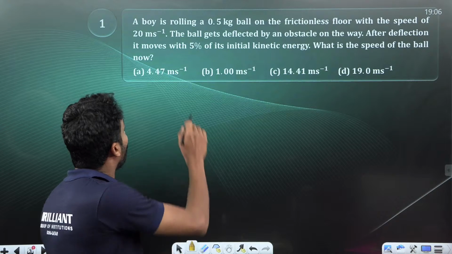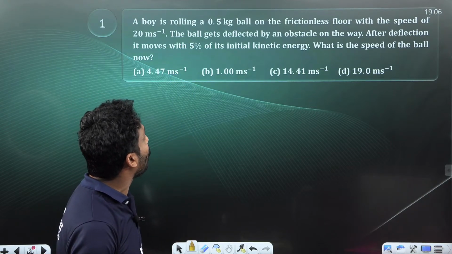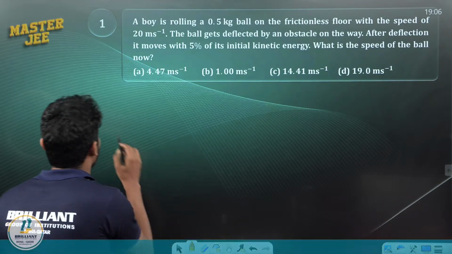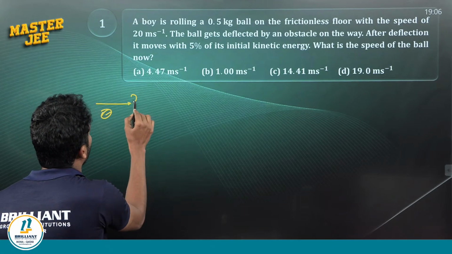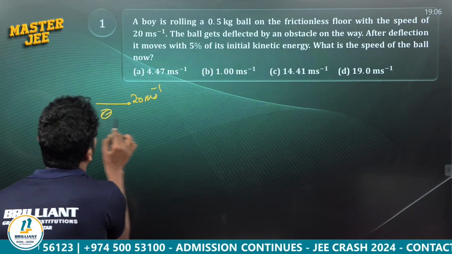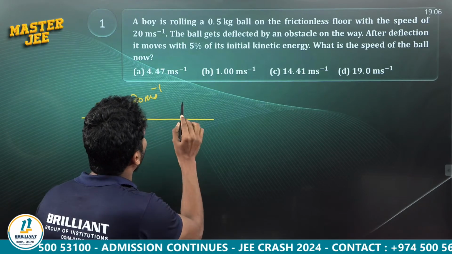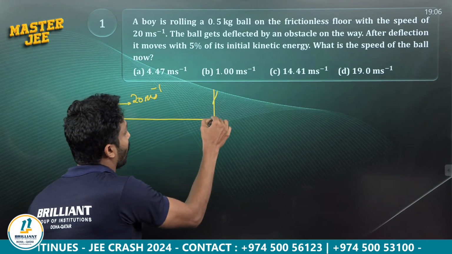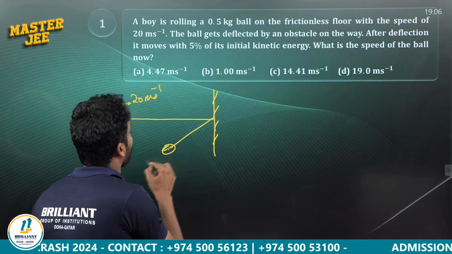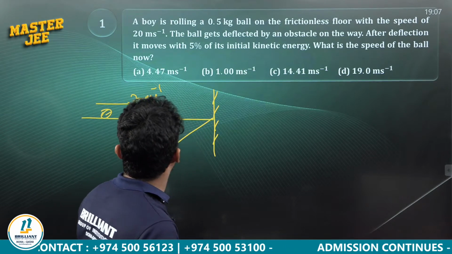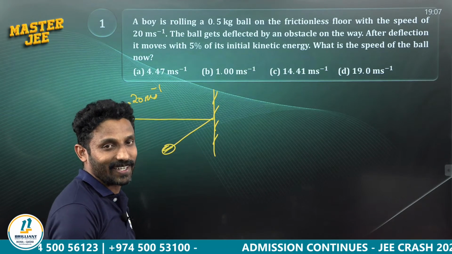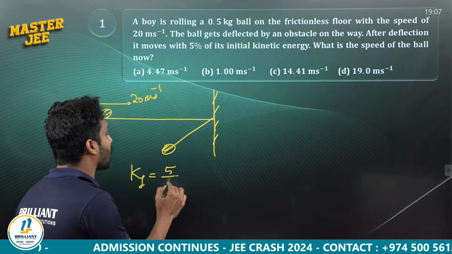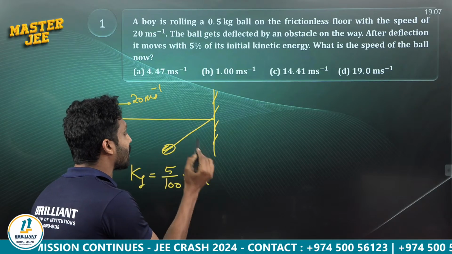The first one: a boy is rolling a 0.5 kilogram ball on a frictionless floor with a speed of 20 meter per second. The ball gets deflected by an obstacle on the way. After deflection, it moves with 5% of the initial kinetic energy. The final kinetic energy becomes 5% of the initial kinetic energy.